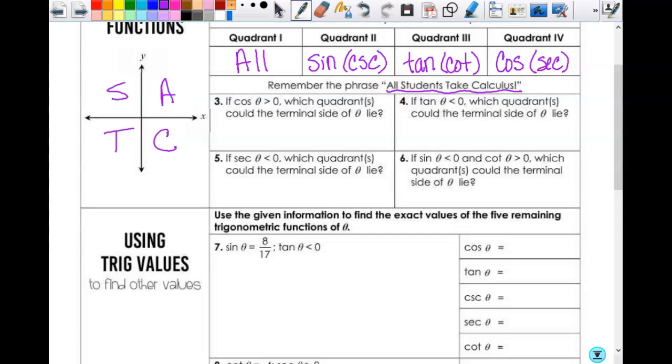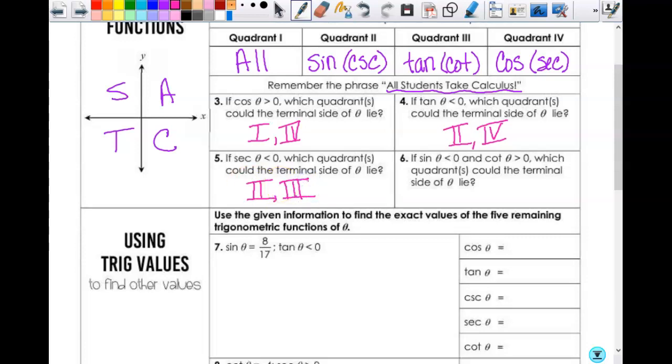Okay. 3 through 6. This is all business too, but we're just going to zip through this. So if cosine theta is greater than 0, that means it's positive. Which quadrants could the terminal side lie in? So when is cosine positive? 1 and 4. Tangent is less than 0, so it's negative. When is tangent negative? 2 and 4. So if secant's negative, secant makes me think of cosine. And so cosine less than 0, that means it's negative. That would be 2 and 3.